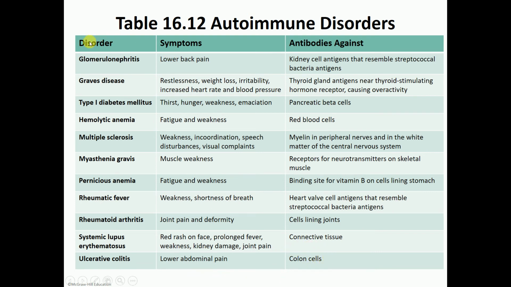And I kind of skipped this one right here, glomerulonephritis, where you make antibodies against those streptococcal bacterial antigens. So again, a kid that comes in with strep infection, did not take antibiotic for it. The kid's body reacted to that strep infection by making antibodies against strep, which is good, but it can attack the kidney cells, leading to what is known as glomerulonephritis.